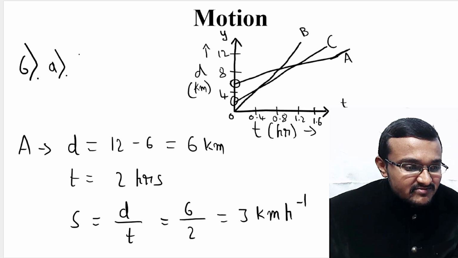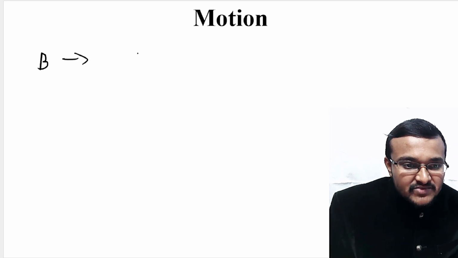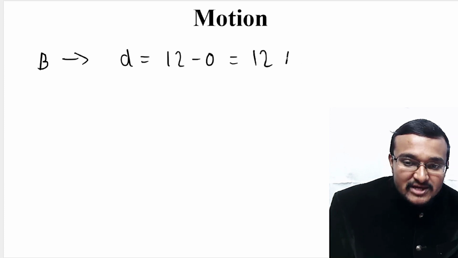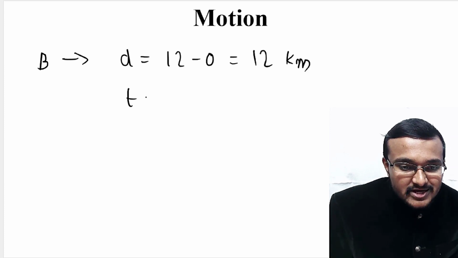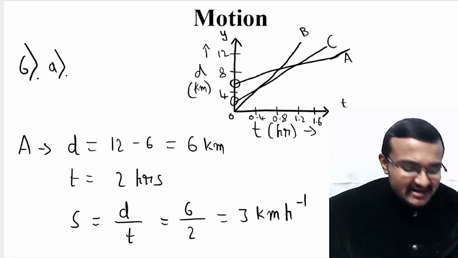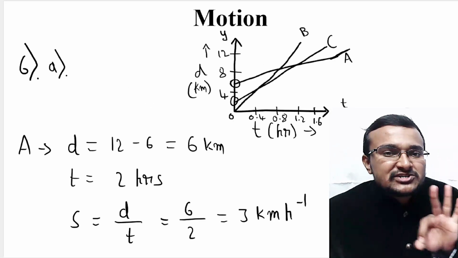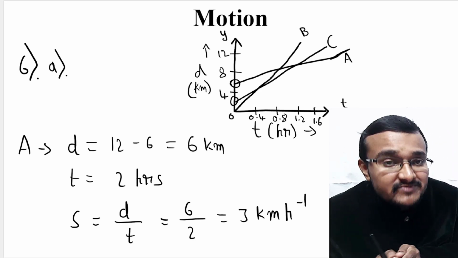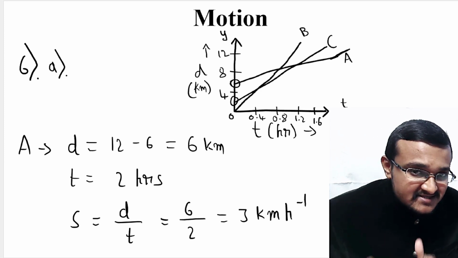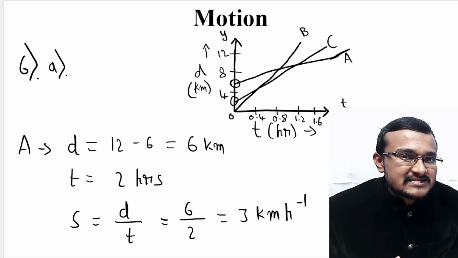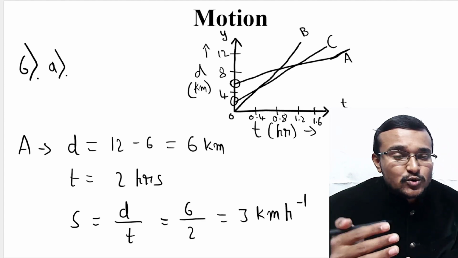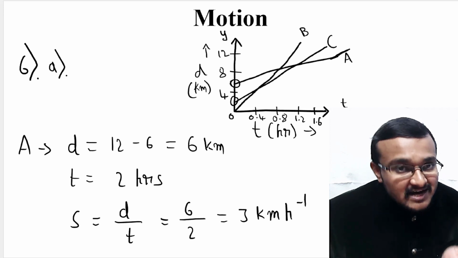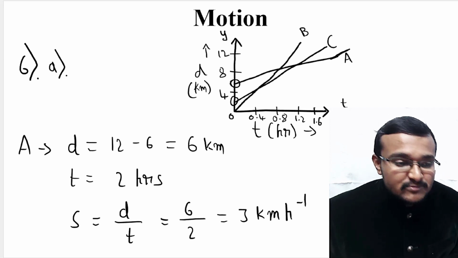So that means the total distance traveled by B will be equal to 12 minus 0, that is equal to 12 kilometer. And if you calculate the total time, approximately B has taken 1.2 hours. Just by looking at that graph, you can predict the approximate distance and approximate time taken by A, B and C. Based on that, you can calculate speed, and from that data you can compare the speeds of A, B and C, and see which is the fastest among them. So that is what I am doing here.